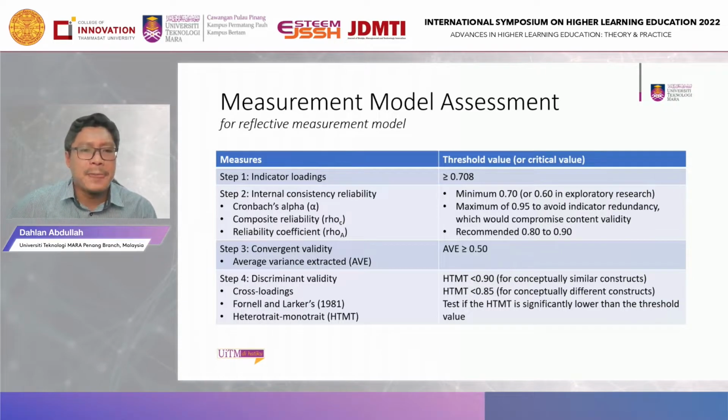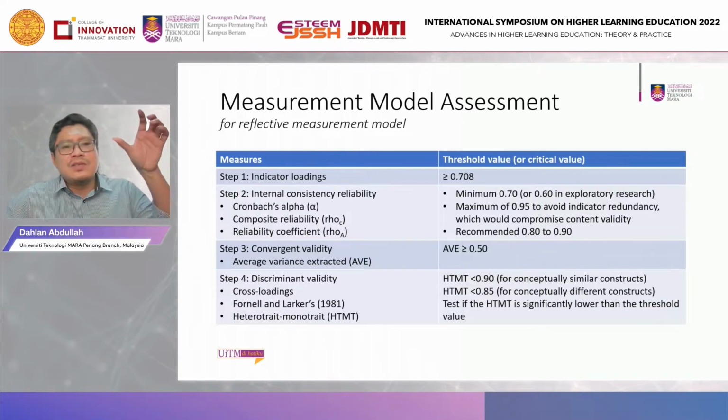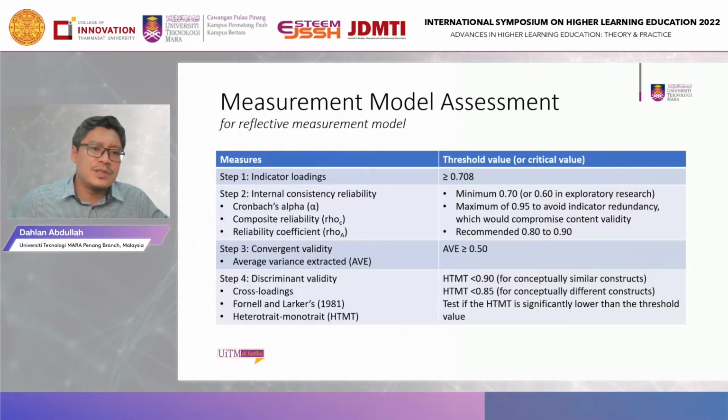So similarly for internal consistency, we want to know how consistent the instrument that we have used is, the questions that we have developed, the questions that we use in our questionnaire, how consistent these questions are in measuring the construct that we want to measure. So it can be represented by 3 different approaches to show the reliability. Normally, traditionally people use Cronbach's alpha, and then another alternative, we call it composite reliability.